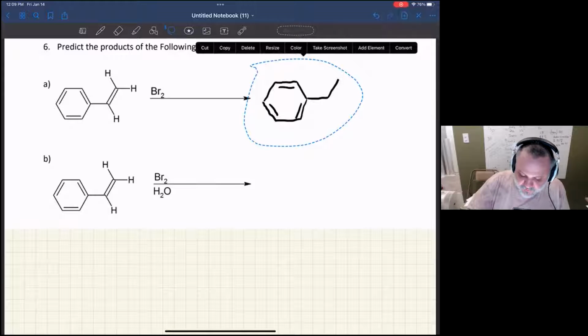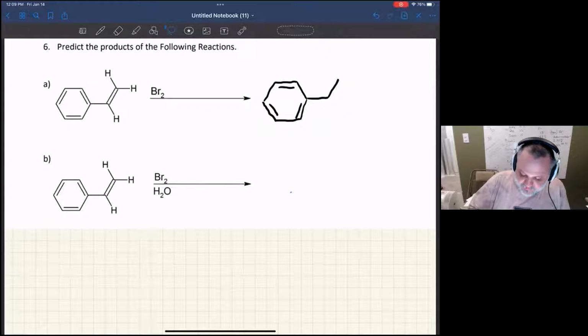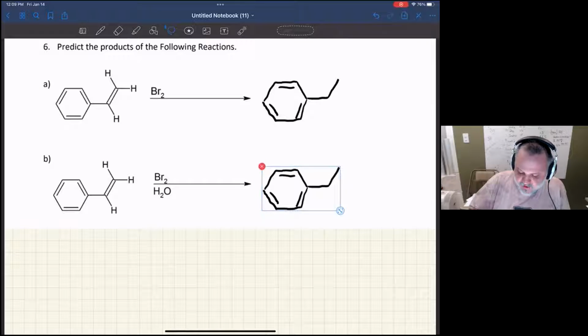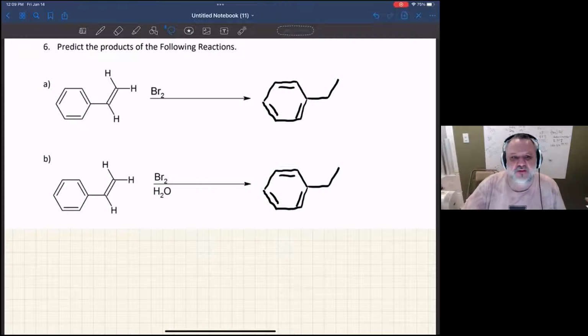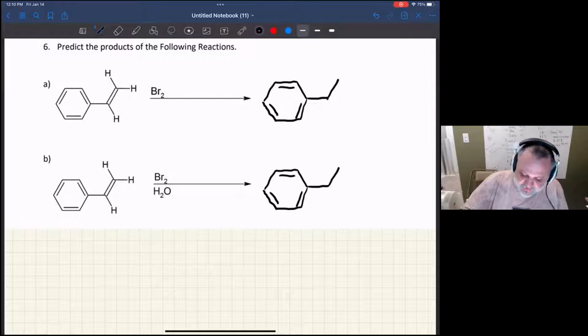So they're going to have a benzene ring attached to an ethyl group, and the only difference is what's happening with the other stuff there. Now, the first one is the addition of Br2, and that means I'm going to add both bromines across the double bond. What I need to remember is that the bromines add anti from each other.